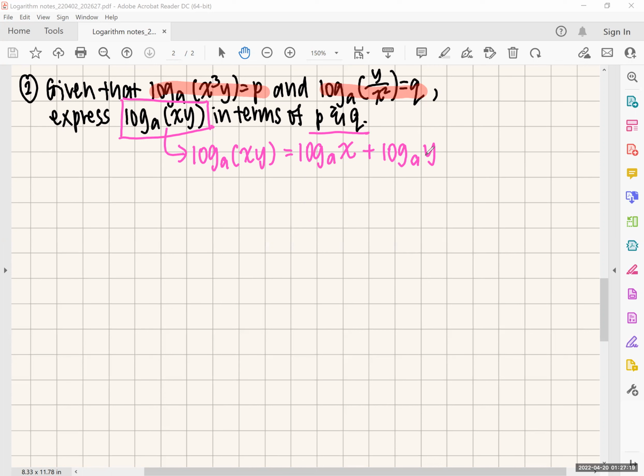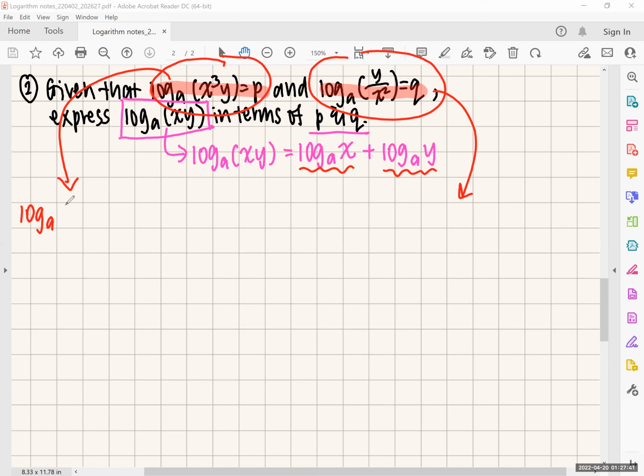However, if you look at the one that is highlighted in red, there is no log A x on its own. There is also no log A y on its own. So hence, what does that mean? It means that I would need to modify this one and I will need to modify this one. So let me do it step by step. So log A x cubed y is equal to p, right? So what I'm going to do from here is I will also split them up. I have log A x cubed plus log A y is equal to p.